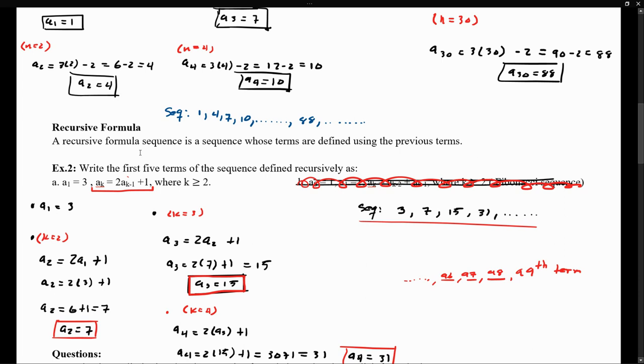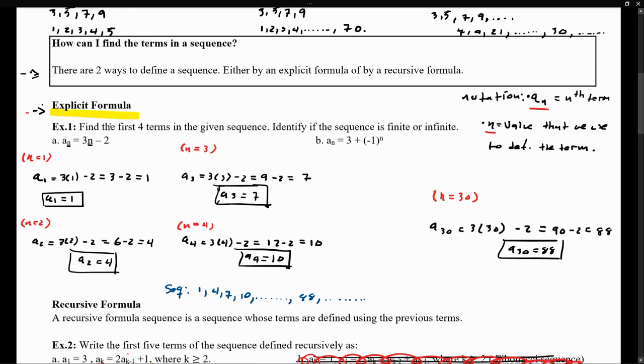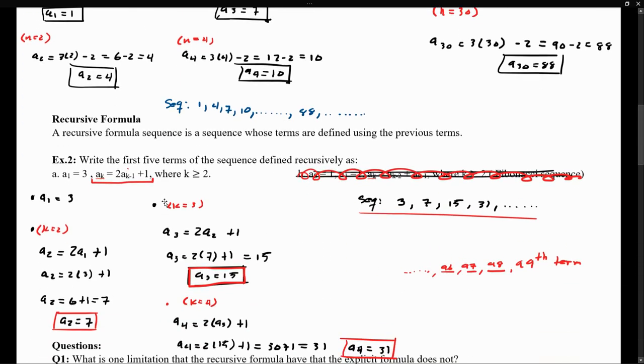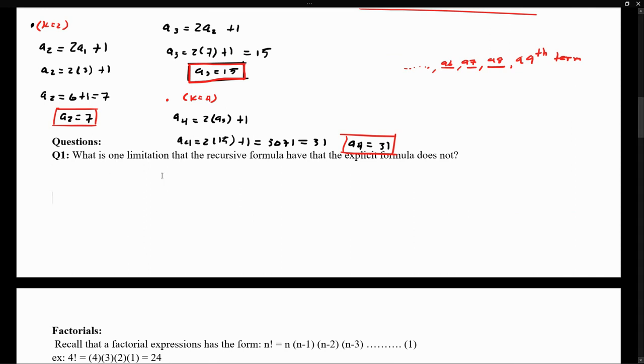This is not to say that the recursive formula is not important, but in the context of finding terms in the sequence, we usually just use the explicit formula because it gets us to the objective faster. And this is actually a limitation that the recursive formula has that the explicit formula does not.